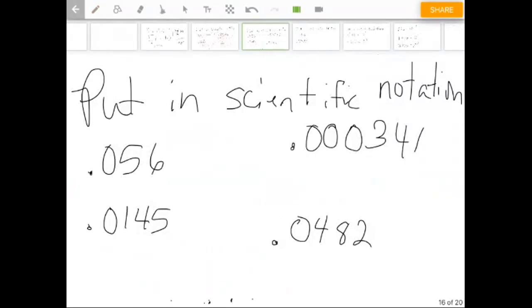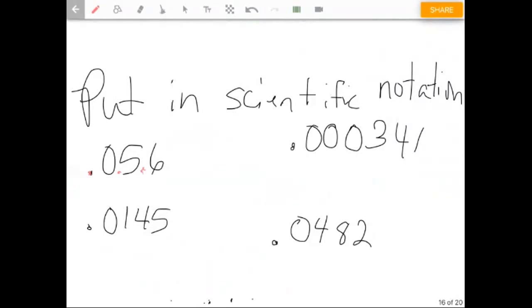All right, now what if you have little numbers? So these numbers are less than 1. So again, the same idea. If I had the decimals here, that's not between 1 and 10. If I put it here, I'd have 0.56. That's not between 1 and 10. So if I put it here, 5.6 is between 1 and 10. So it's 5.6 times 10.